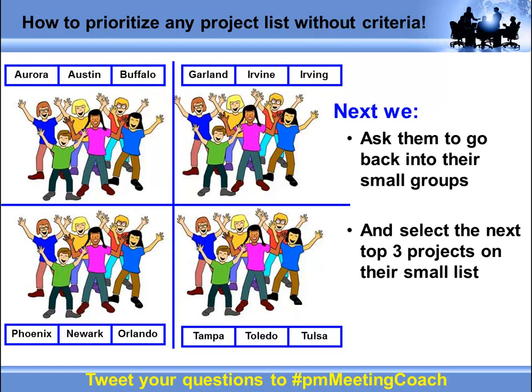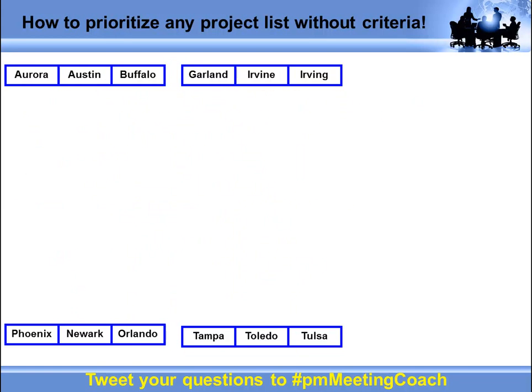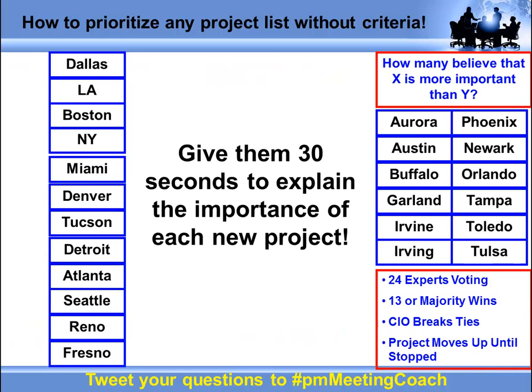I walk around and collect those. I stick them up on the right side of the wall. I do the same thing again. I ask them to take 30 seconds to explain the importance of each new project. So I'll say, Aurora, tell me why that's important, why we should be doing it. And someone will say, well, Aurora's, you know, blah blah blah. How about Austin? Why is Austin important? And they'll say, Austin's a dependency for Boston.